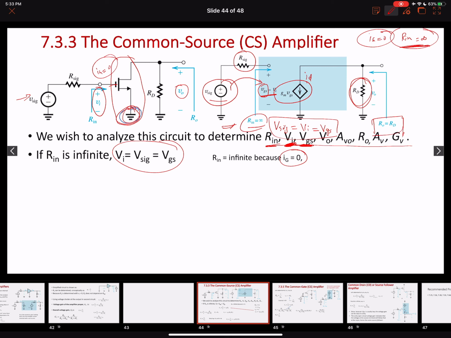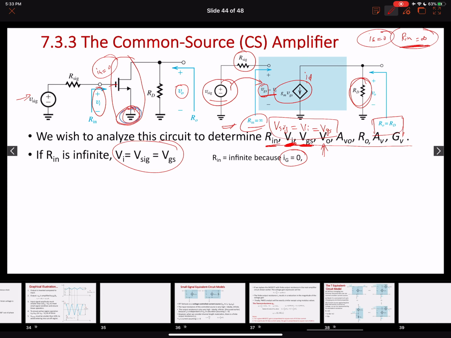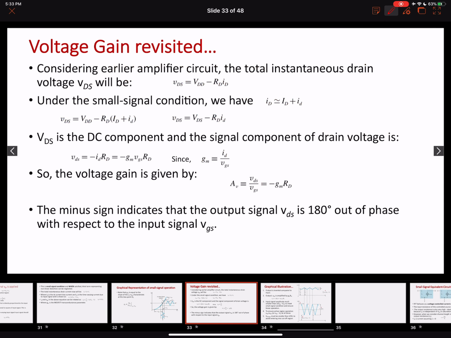Okay, so now let's determine the value of V naught. In order to determine the value of V naught in this configuration, we have already done this calculation earlier. Let me go back to the slide. Right, okay, over here, right? So this is the voltage gain or the value that we found. This VDS is our output voltage. This is the voltage that appears in between the drain and the source, right?